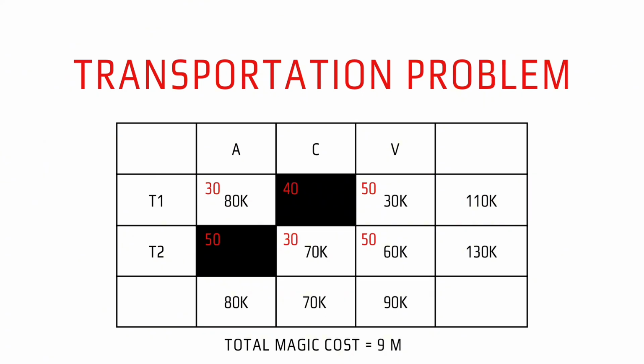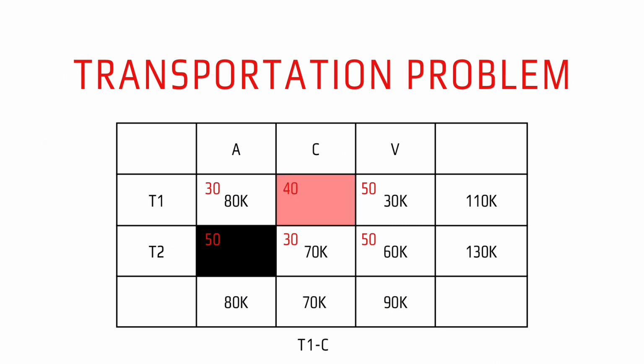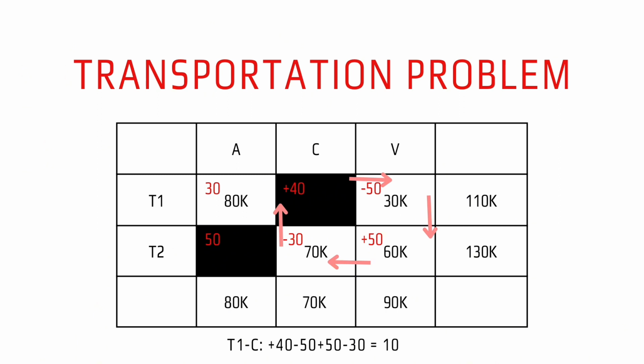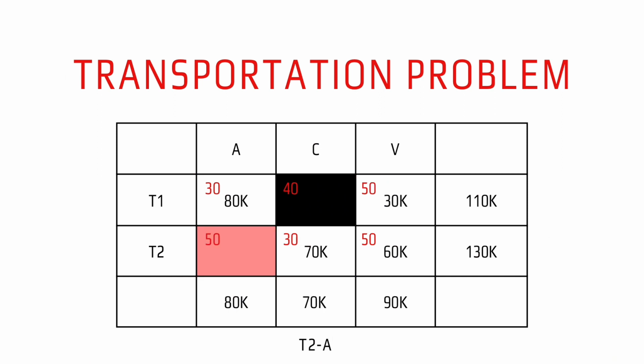We will check again the unoccupied cells to see whether that transportation assignment is efficient. We will start with T1C. Shown on the screen is the closed path for T1C, and its evaluation is 10, which means that this path is efficient. Next step is evaluating the succeeding unoccupied cell, T2A.